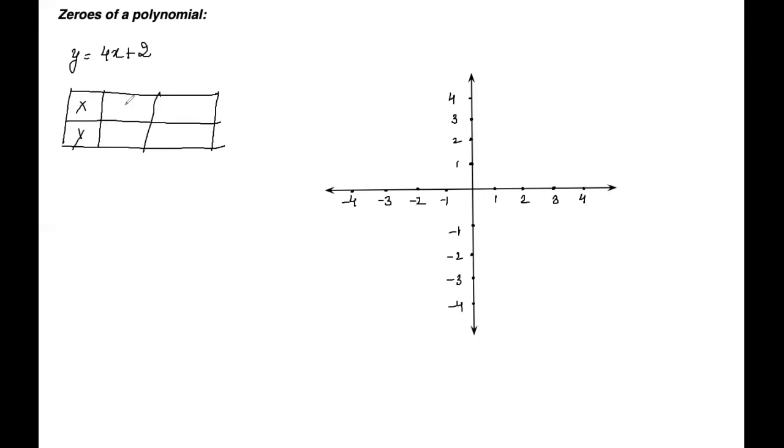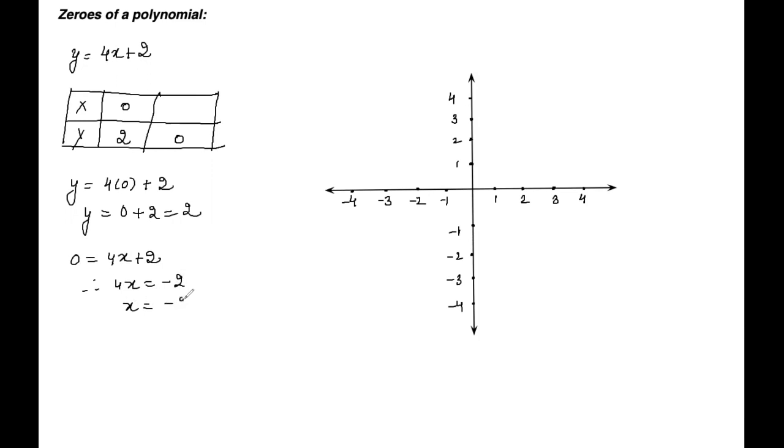Now when I substitute x equals 0, what will I get? 4 into 0 plus 2, and the corresponding value for y would be 0 plus 2, that is equal to 2. Now when I put y equals 0, it will be 4x plus 2 equals 0. Therefore we can say 4x equals minus 2 and x equals minus 2 upon 4, or minus 1 upon 2. Now we'll draw a graph for this.